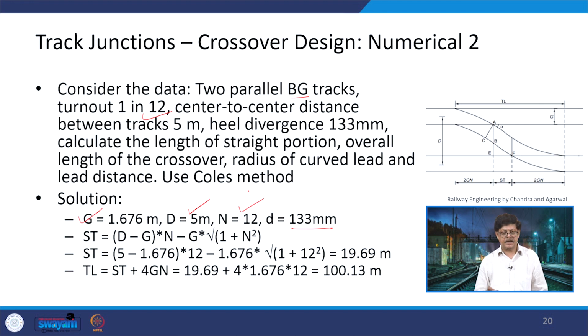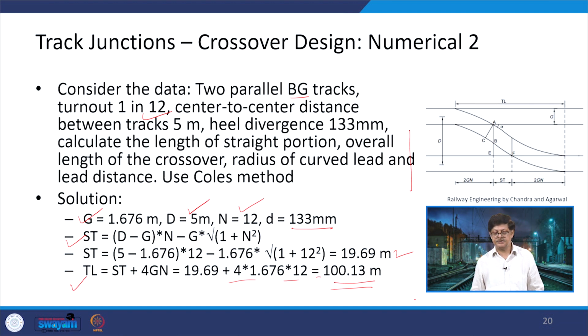Use Cole's method. That means now here we are going back and we are also going to talk about the turnout design. So, we have G, D, N and D values available with us. ST value, as we have calculated previously, we calculate using the same formula, and by putting the values here, what we get is 19.69 meters. Similarly, total length of the lead is ST plus 4GN, and therefore, when the values have been placed here, what we get is 100.13 meters.